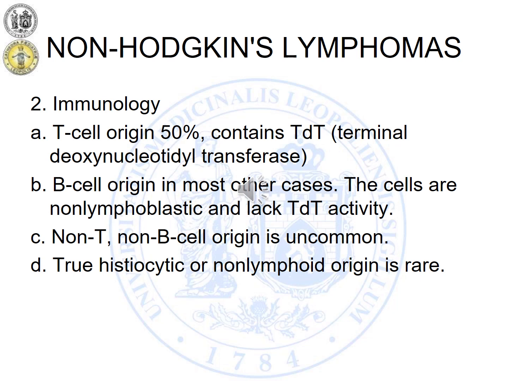Immunology. T-cell origin is demonstrated in almost half of the cases. The cells generally have a lymphoblastic morphology and contain TdT. B-cell origin is demonstrated in most other cases. The cells are non-lymphoblastic and lack TdT activity. Non-T non-B cell origin is uncommon. True histiocytic and non-lymphoid origin is also rare.